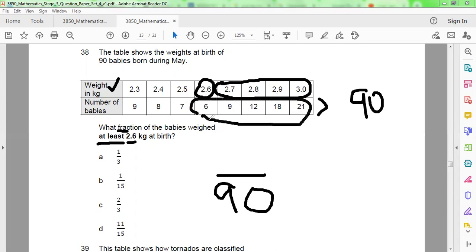6, 9, 12, 18, 21. What do we get? 66. When you reduce that, you're going to get 11 over 15.